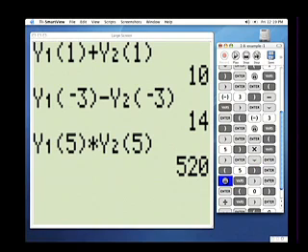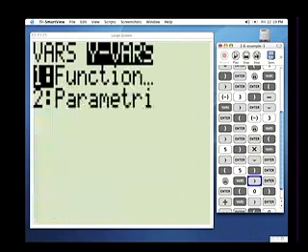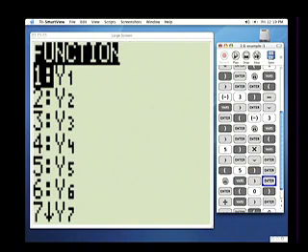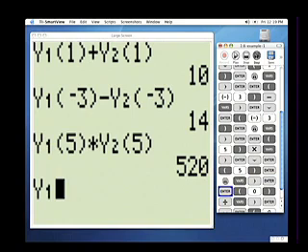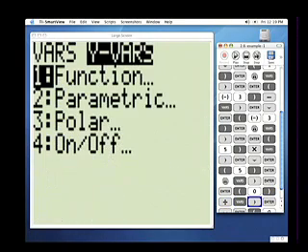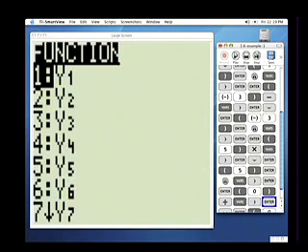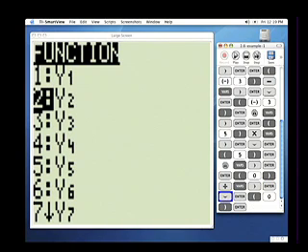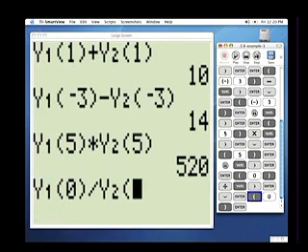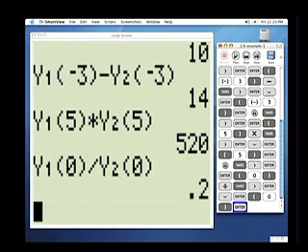And the last problem was f divided by g of 0. So hit your variables key, move over 1 to the y variables, the enter key for functions, the enter key for y sub 1, parenthesis, 0, close parenthesis, divided by key, then hit variables, move over to y variables, hit the enter key for function, move down to y sub 2, hit the enter key, parenthesis key, 0, parenthesis key, and this time when you hit enter, you come up with 1/5, which as a decimal is 0.2.